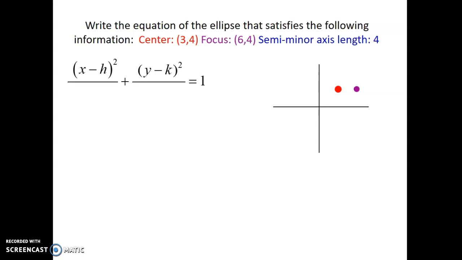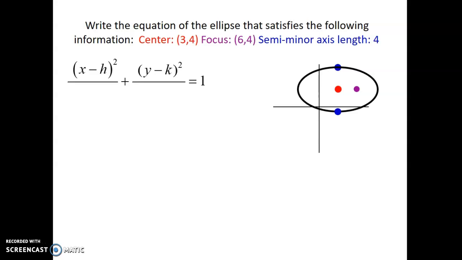Let's stop here for a second and understand what this means. Since the focus point is to the right of the center point, and the focus point is on the major axis, the ellipse is horizontally orientated, which means it's longer than it is taller. This also means the minor axis length of 4 goes both up and down from the center point. So now we have an idea of what our ellipse is going to look like.